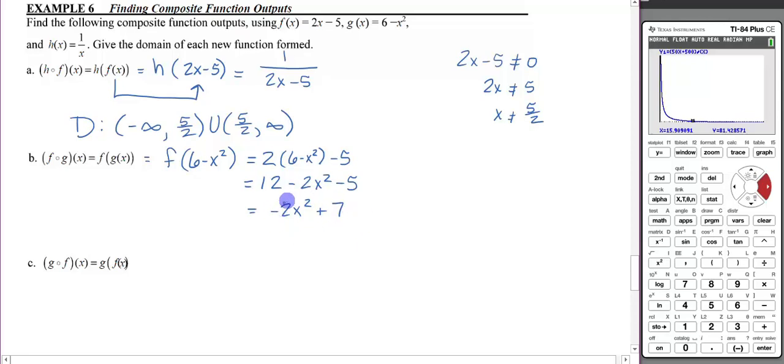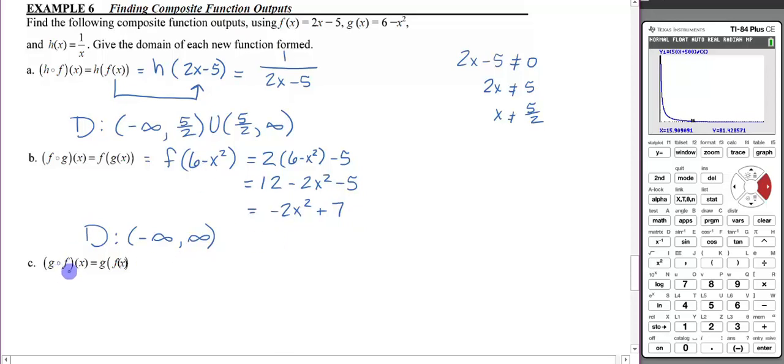Looking at this function, it does not have any restrictions. We can take any real number, square it, multiply it by negative 2, and add 7. Nothing bad is going to happen. We don't get anything that's undefined or non-real. When we look at the input function, 6 minus x squared, the same thing, all real numbers. So the domain for this function is negative infinity to positive infinity, because we have no restrictions on that output function, and we have no restrictions on the function that was the input.